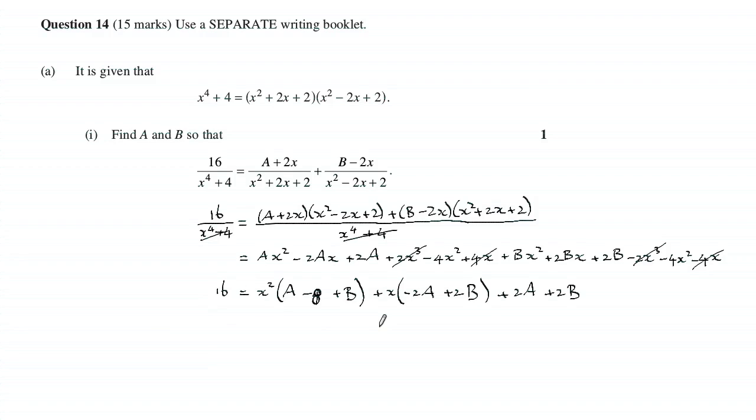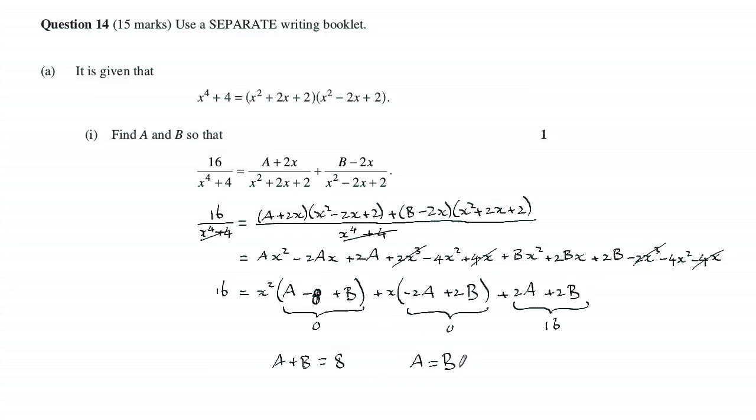So the idea here is that this has to equal 16 no matter what x is. So that means that that has to be 0, and that has to be 0, and that has to be 16. Because if these two aren't 0, then this is going to depend on what x is. So this will just give us 3 different equations. This one, so that equals 0, we can rearrange that to be a plus b equals 8. This one, you can rearrange that to make a equals b.